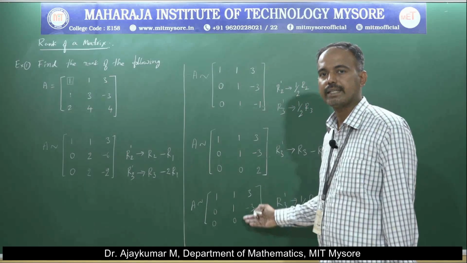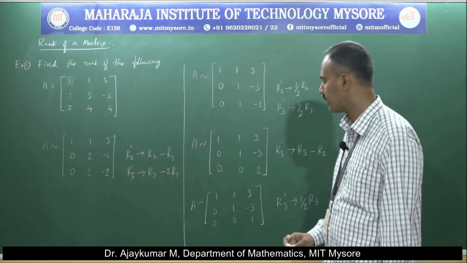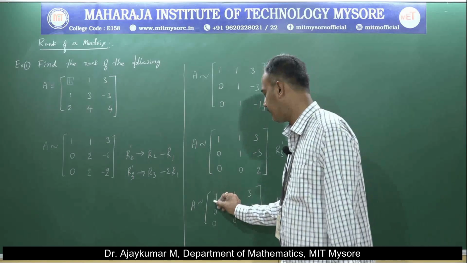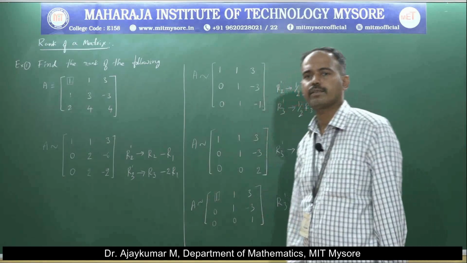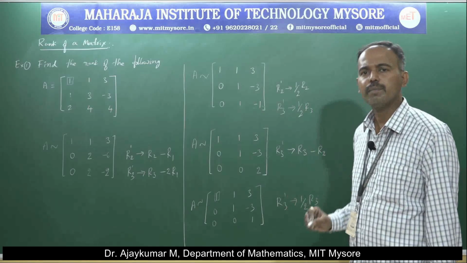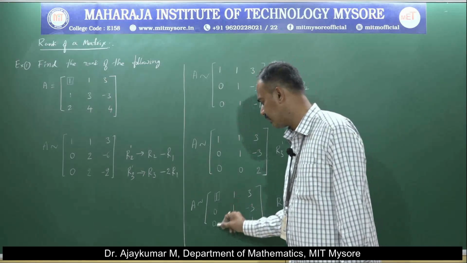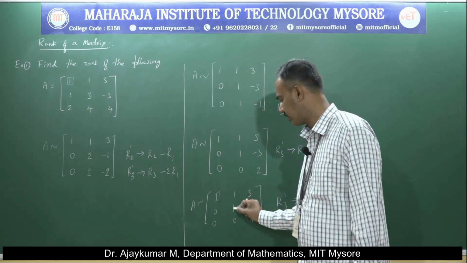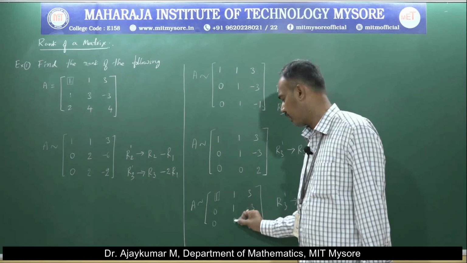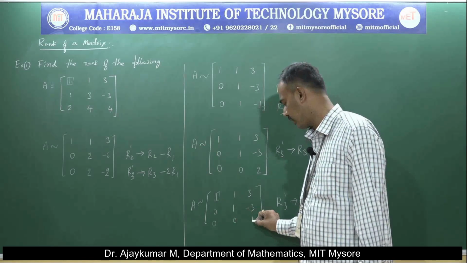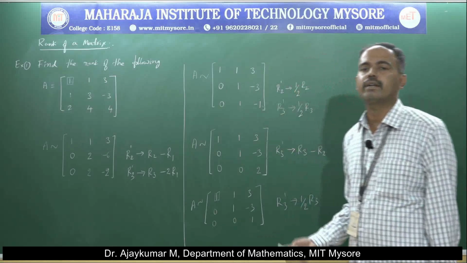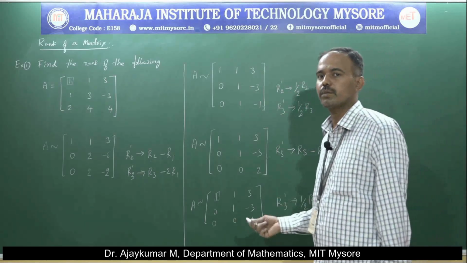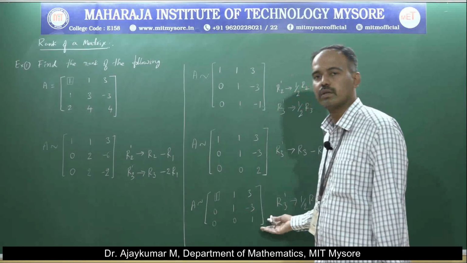The matrix now is in the echelon form. Echelon form means the leading entry is 1, and all the column elements below the leading entry are 0. Next consideration: the 0 here, and the next one, 1, is available. The last point is not required: if any zero rows are available. Here, no zero rows are available.